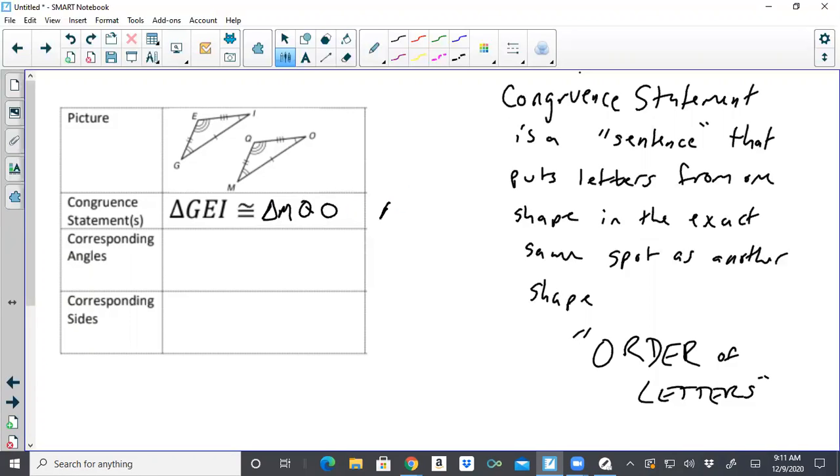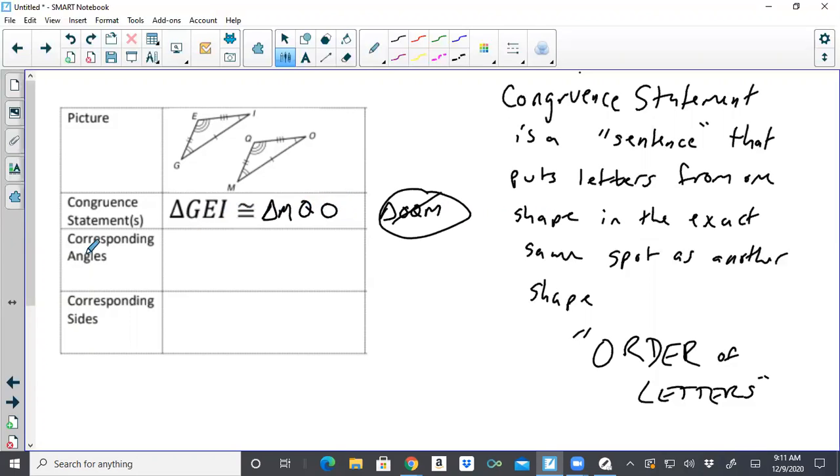If you write it as triangle OQM, this is wrong. You can't do that. You have to put everything in the same order that it's already supposed to be in. So in this case, G comes first, so M should come first. E comes first, so Q should come first. And I comes first, so O should come first.